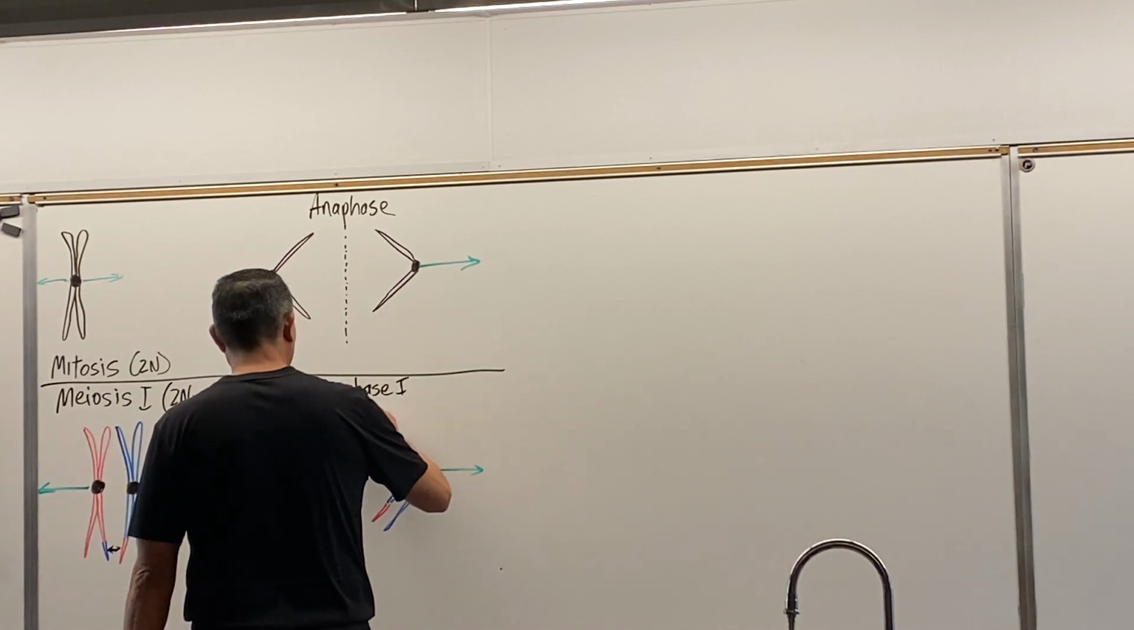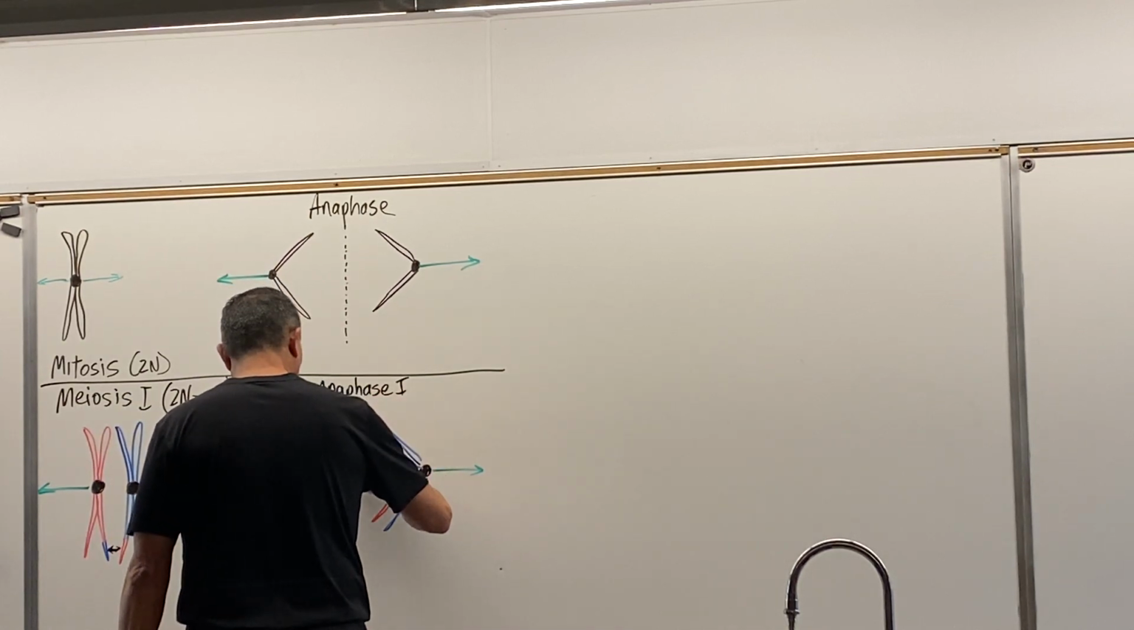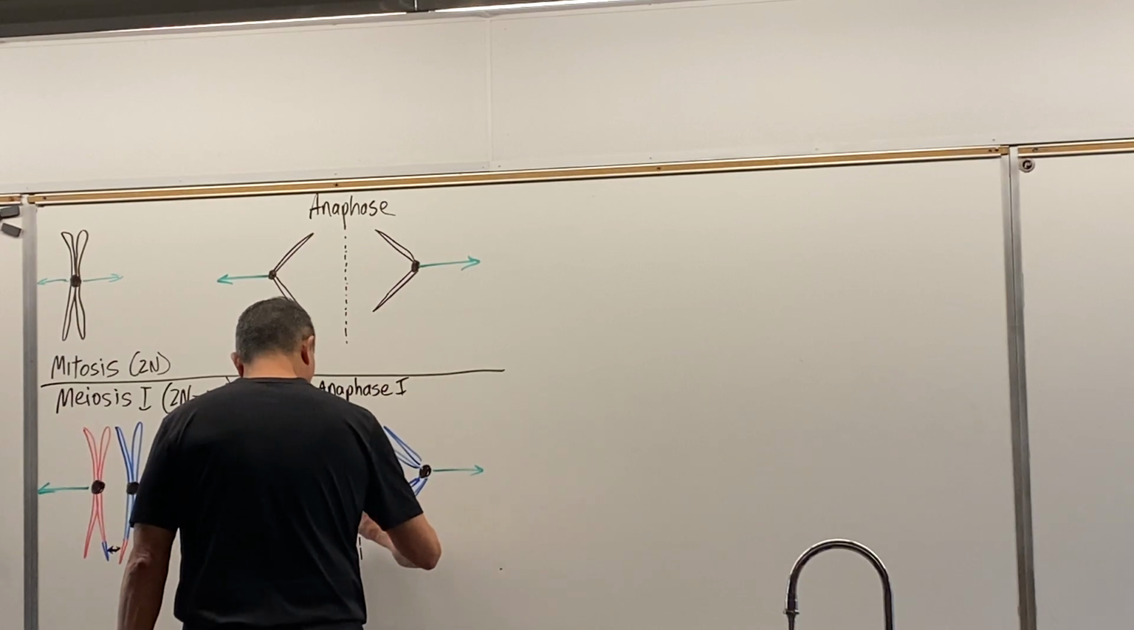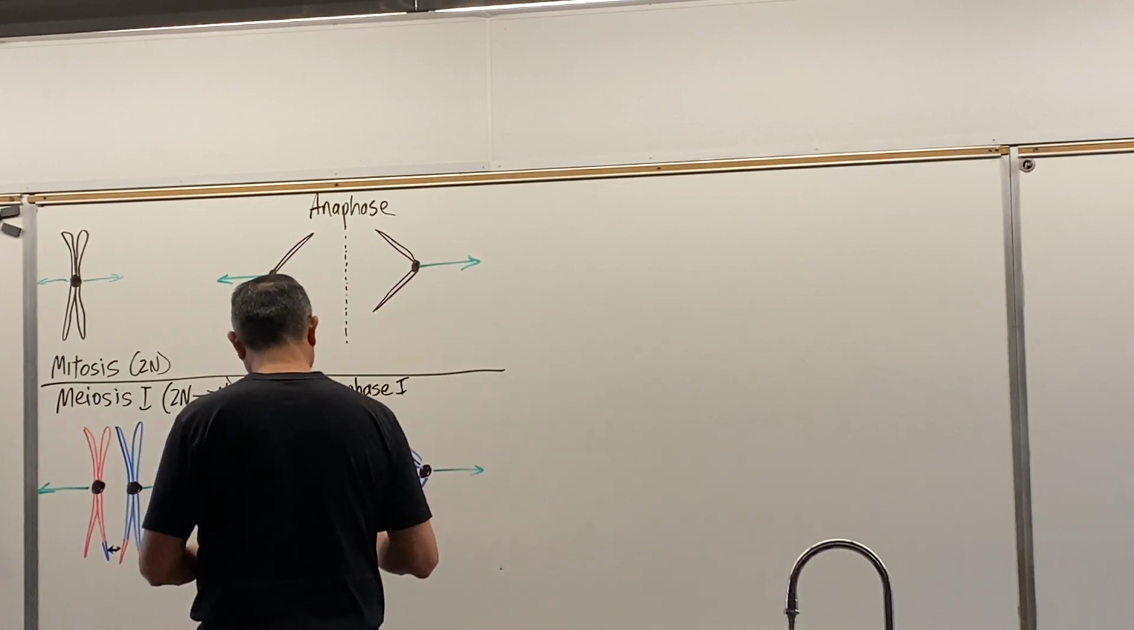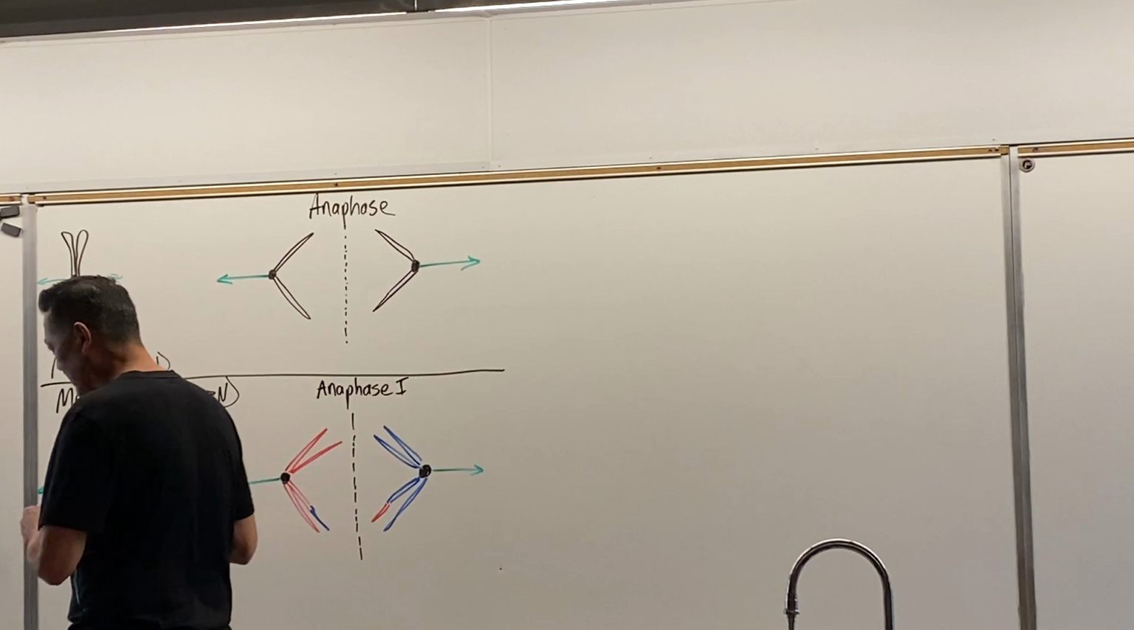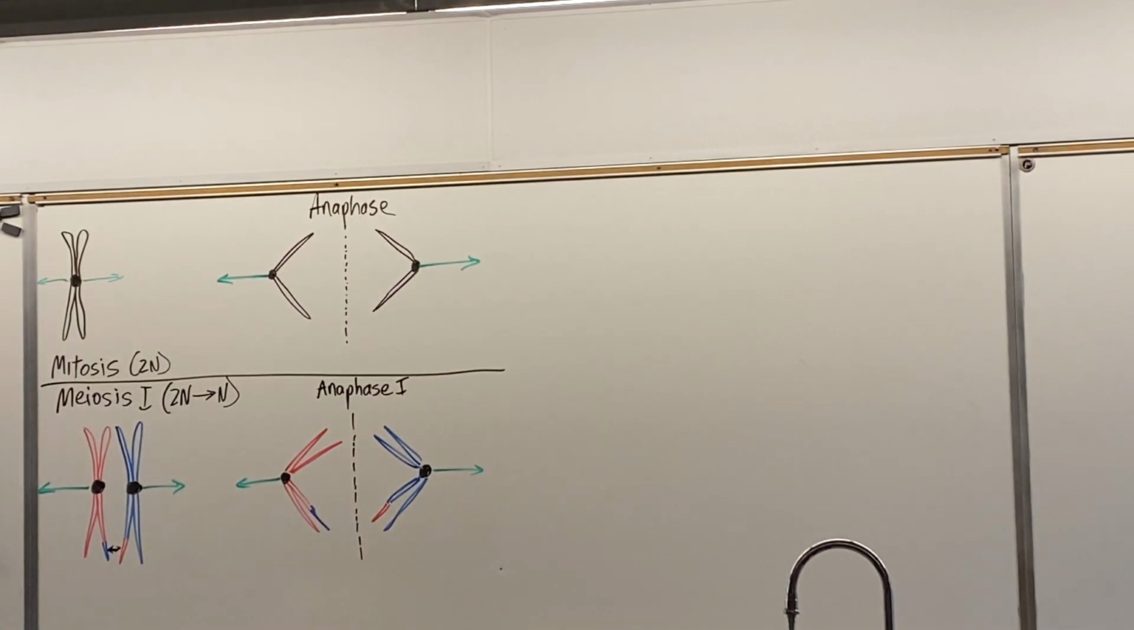Okay, in prophase one, some of it looks similar. The chromosomes condense, the nuclear envelope dissolves. But the difference here in this freak we call meiosis one is the homologs actually get really close together. This is the only division where that happens, okay?